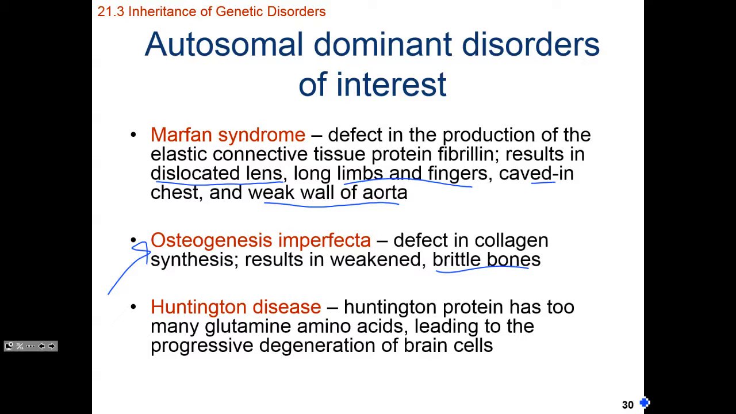If somebody has Huntington disease, this particular protein, the Huntington protein, has too many repeating glutamine residues in it. And when that protein becomes misshapen by having the inappropriate number of glutamine amino acids in it, that causes the protein to become non-functional and leads to progressive degeneration of the central nervous system.